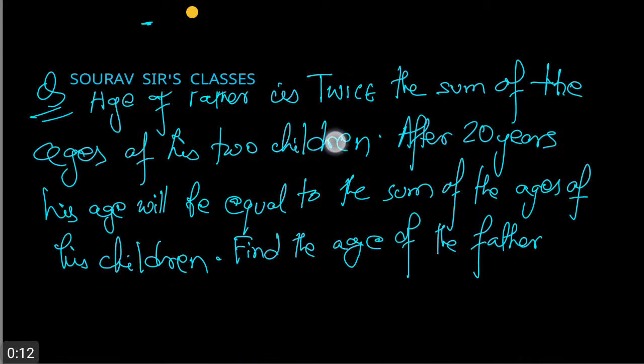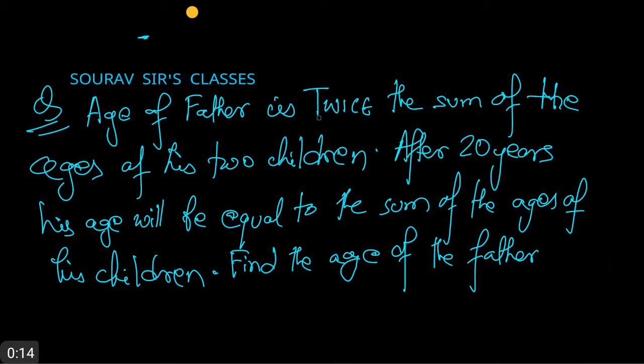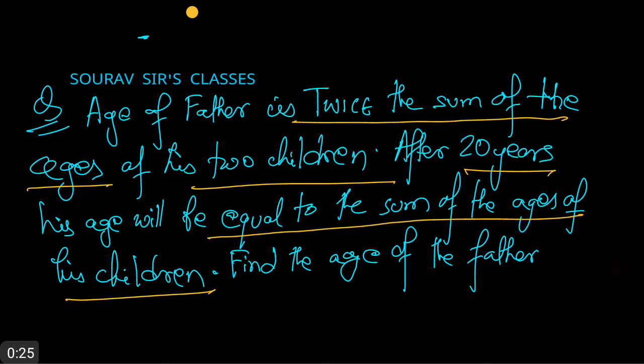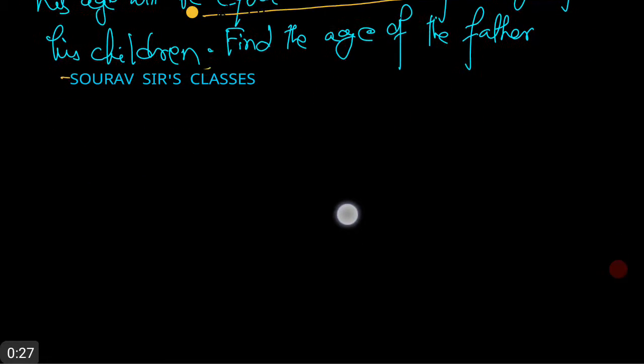Let's see our first question. In our first question, the age of the father is twice the sum of the ages of his two children. After 20 years, his age will be equal to the sum of the ages of his children. We need to find the age of the father.